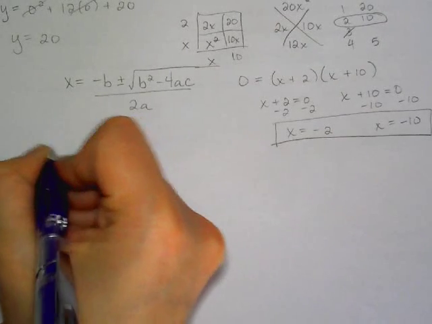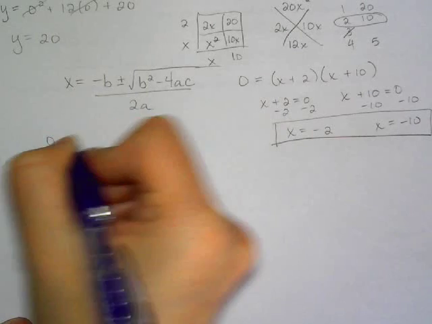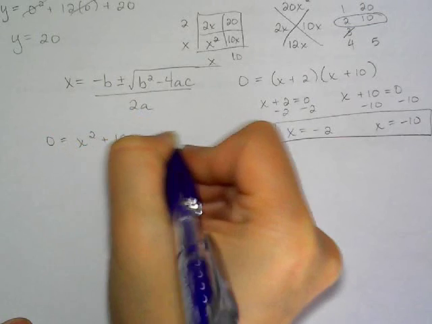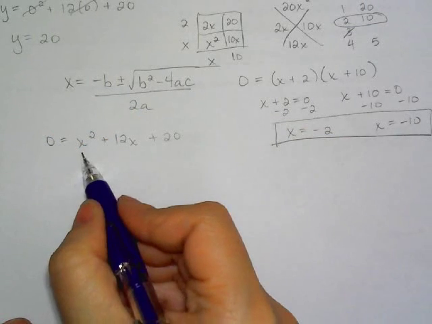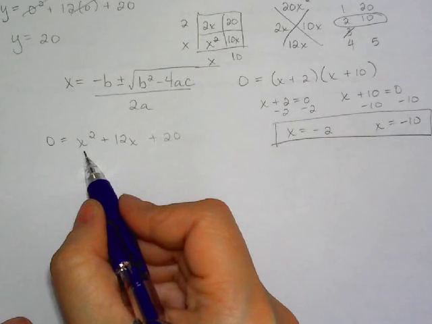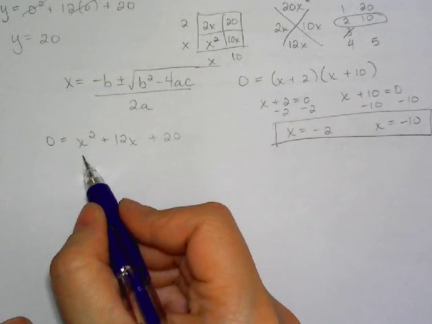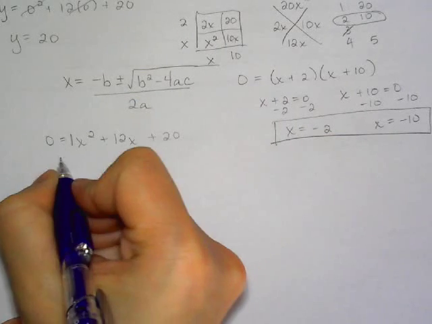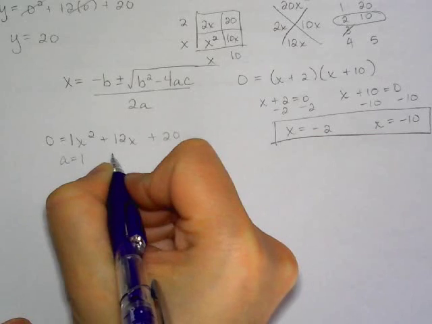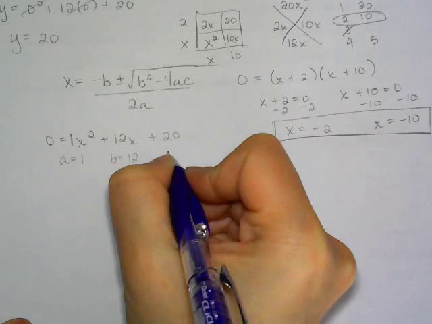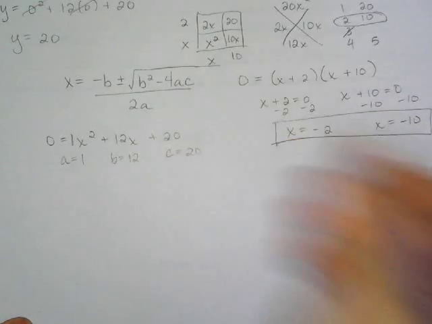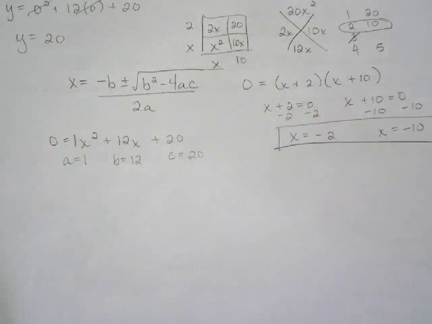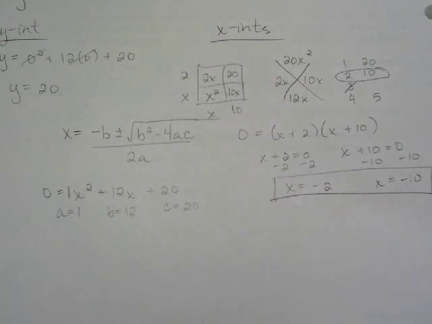So if I look at my equation that I'm dealing with, I have 0 equals x squared plus 12x plus 20. A is the number in front of x squared. So in this case, what is a? 1. Because I can put a 1 there without changing its value. So a equals 1, b equals 12, and c equals 20.